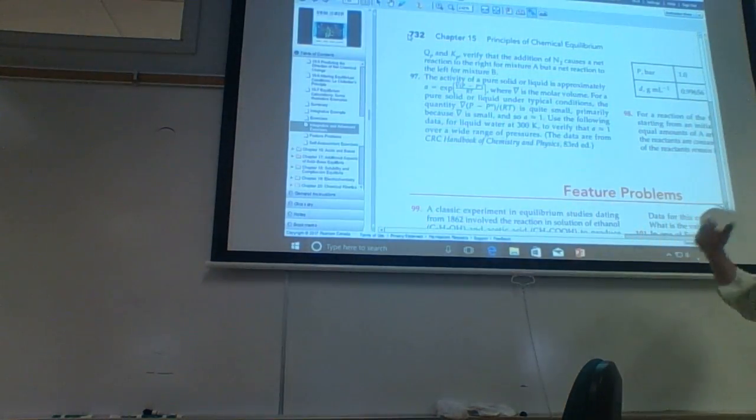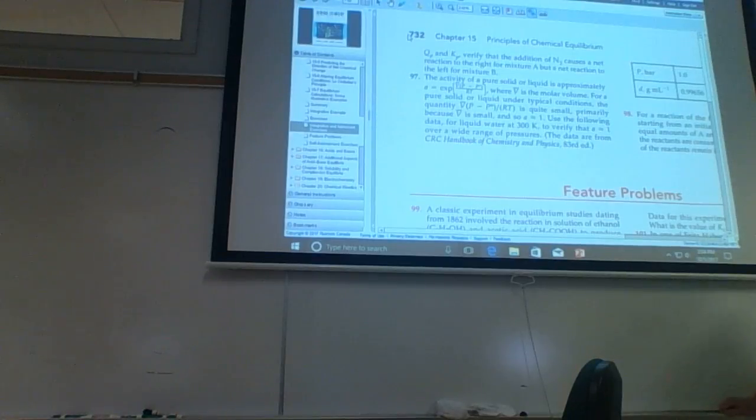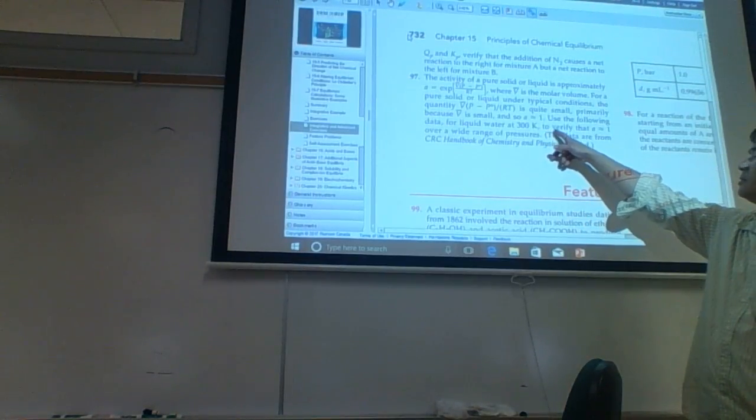All right, the activity of a pure solid or liquid is approximately a equals e to the V bar times (P minus P naught) over RT, where V bar is the molar volume. For a pure solid or liquid under typical conditions, the quantity V bar (P minus P naught) over RT is quite small, primarily because the molar volume is small. And so the activity is approximately 1. As that approaches 0, the activity is going to be 1, so the smaller it is, the closer to 1.